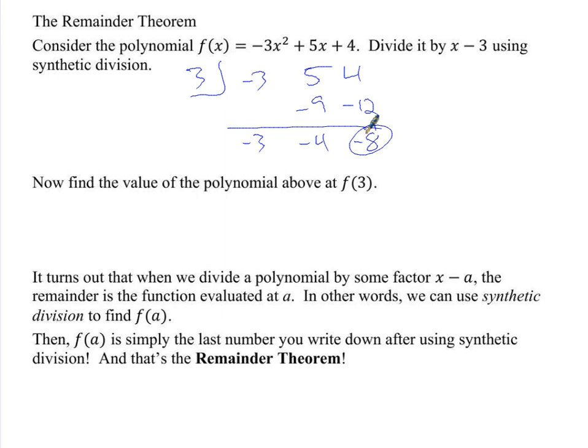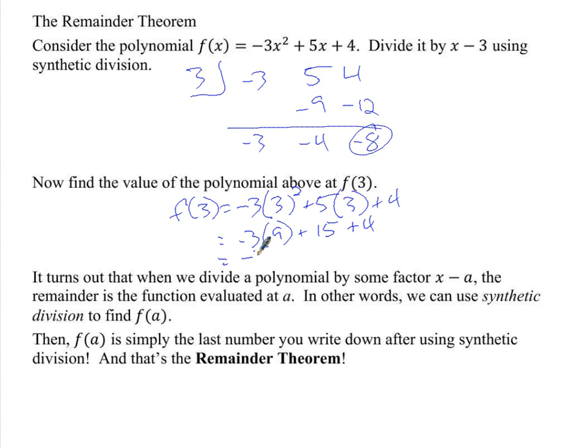Okay? Now it says, find the value of the polynomial at f of 3. So in order for me to do that, you got to think back a little bit. What does this mean? What am I going to do? Yeah, I'm going to put 3 in for x, everywhere that I see x. So I'm going to write f of 3 equals negative 3, parentheses, 3 squared, plus 5, parentheses, 3, plus 4. So that's negative 3 times 9 plus 15 plus 4.